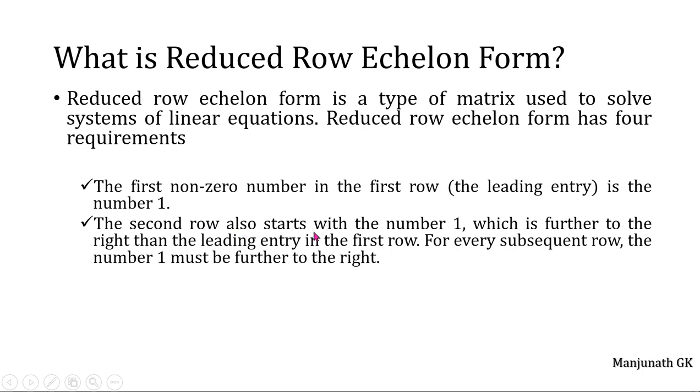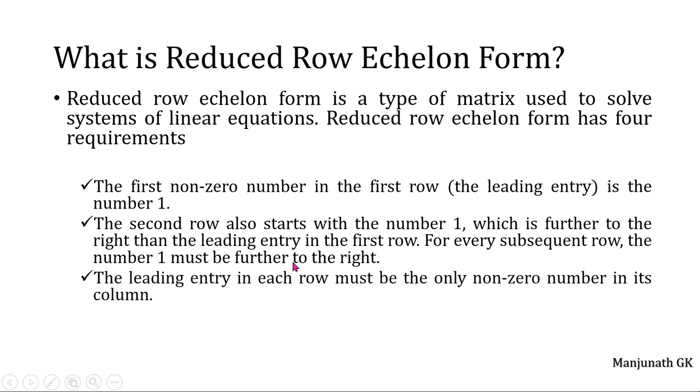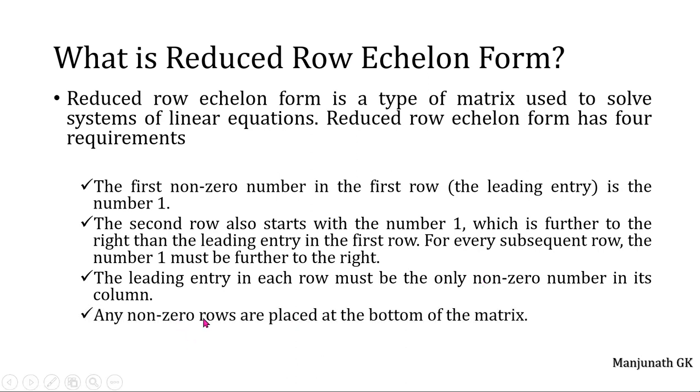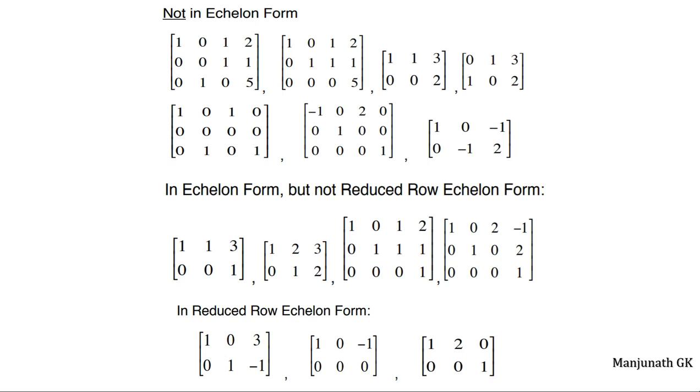The second row also starts with the number 1, which is further to the right than the leading entry in the first row. For every subsequent row, the number 1 must be further to the right. The leading entry in each row must be the only non-zero number in its column. Any zero rows are placed at the bottom of the matrix. So they are not in echelon form.